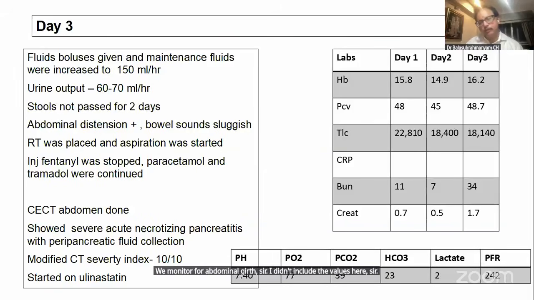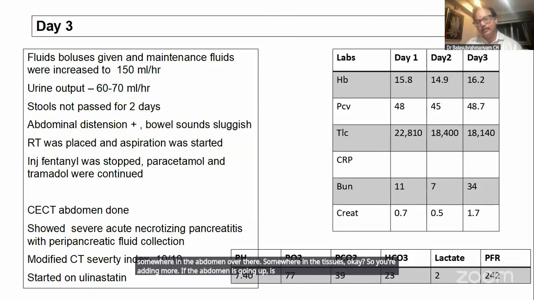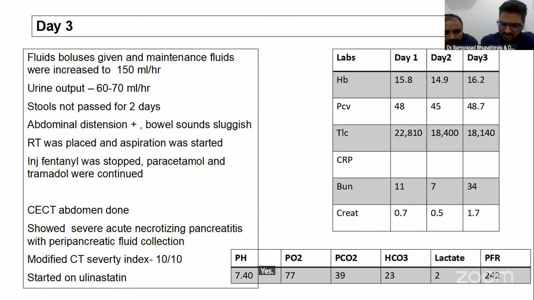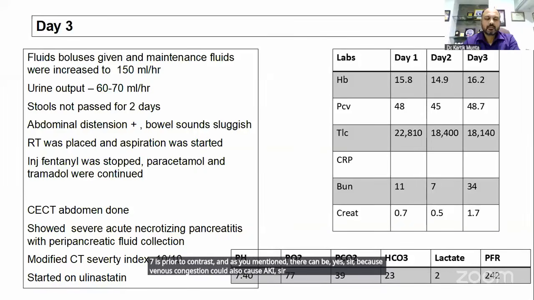The thing is, when I'm looking at it, you're giving 150 and he's passing only 70. So more than half the fluid is still retaining somewhere in the abdomen, or somewhere in the tissues. So you're adding more. If the abdomen is going up, is that the reason for your AKI? On top of that, you have given a contrast also. No, this creatinine of 1.7 is prior to contrast. And as you mentioned, yes, sir, venous congestion could also cause AKI, sir. That can also be there, sir.